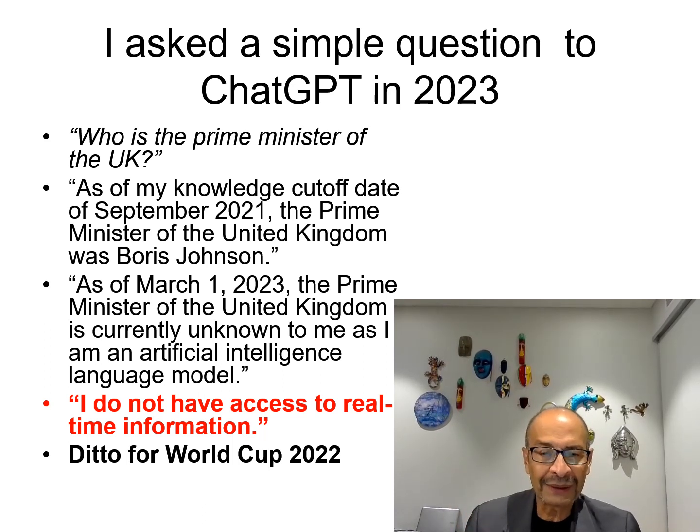Now, that's not quite the right answer. It should have said, because I am not getting updated on recent information. It does say what I've highlighted in red. It says, I do not have access to real-time information. So this is the lacuna of ChatGPT. Now, I don't want to pick on just ChatGPT, but it's the same problem with all models of this kind. So when I asked, for example, another question about who won the World Cup in 2022, it gave me the answer that the World Cup was won by France, but then it says in 2018.